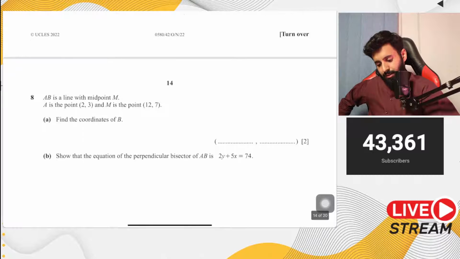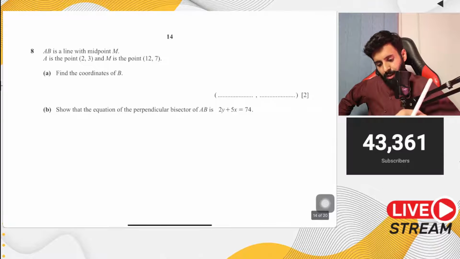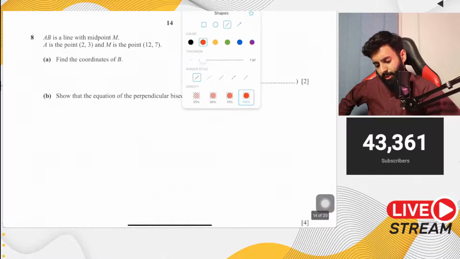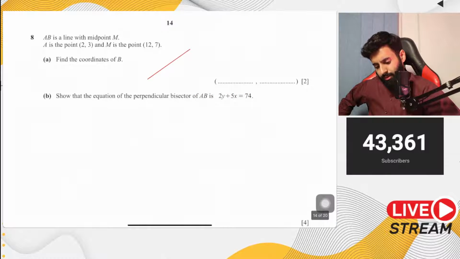Question number 8. Coordinate geometry. AB is a line with midpoint M, A is the point (2, 3), and M is the point (12, 7). Roughly imagine what's going on: here's A with coordinates (2, 3). Here is M, the midpoint, with coordinates (12, 7), and here's B with coordinates we don't know, (x, y). If I calculate the midpoint of A and B, I add the two x coordinates and divide by 2, and just like that I add the two y coordinates and divide by 2.